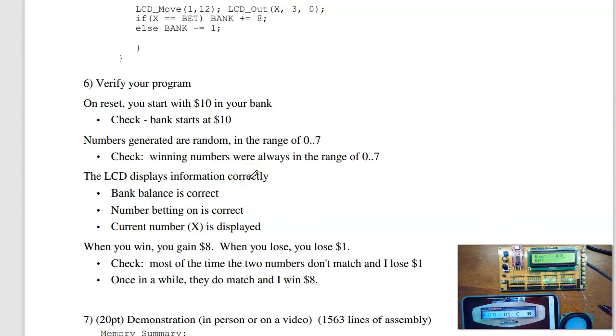The LCD information is correct. I've got the correct bank balance. I keep on losing. I did win occasionally. Each time I win, I got $8. The number that I bet on is correct. I hit the 1 key. My bet is on number 1. And it is correct. If the number 1 comes up, I win $8. Otherwise, I lose $1.